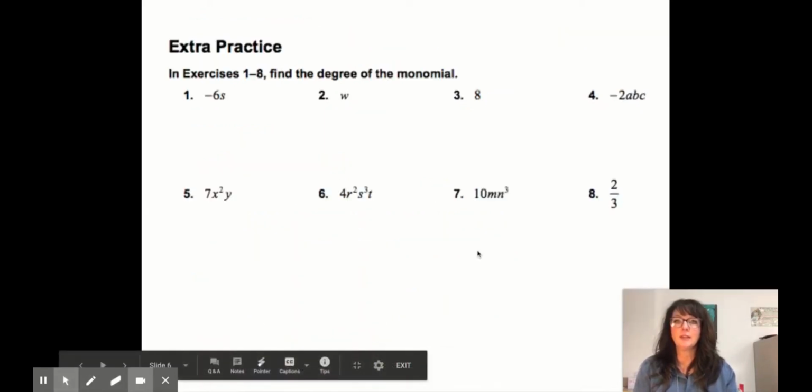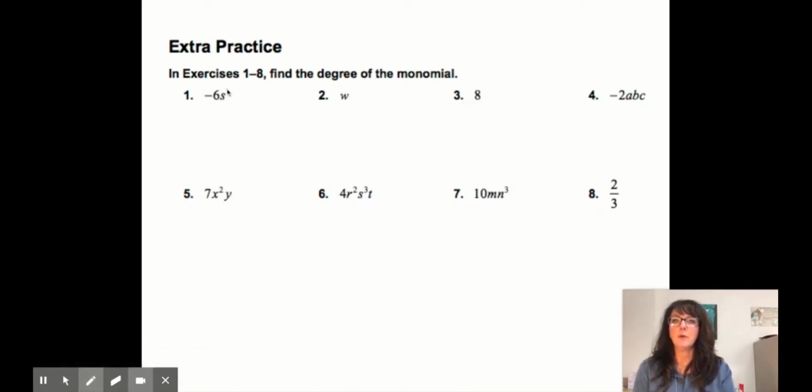So we are going to start the extra practice on page 207. We're going to find the degree of the monomial. So again, looking at the variable, what is the exponent? 1. Therefore, the degree of this monomial or this term is 1. W, it's a variable with an exponent of 1. 8, is there a variable? No, there is no variable. Therefore, it's assumed to have an exponent of 0. So all constants, all integers, any kind of form of numerical terms or monomials have a degree of 0.